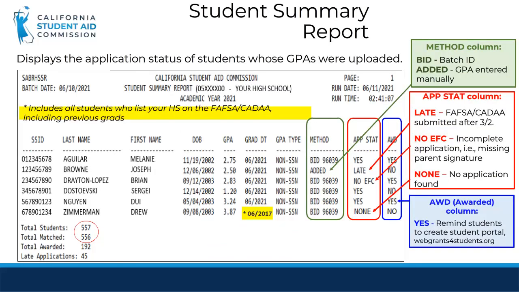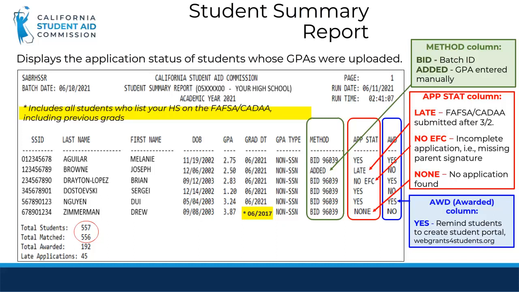The Student Summary Report shows the award status of students whose GPAs were uploaded. It also indicates whether the GPA was uploaded or manually keyed, and lists batch ID numbers of the uploaded GPAs. You can use this report to assist with outreach to students with incomplete financial aid applications. Looking at the App Stat column, no EFC means no expected family contribution was calculated due to an incomplete application. Typically, this status is because of a missing parent signature.